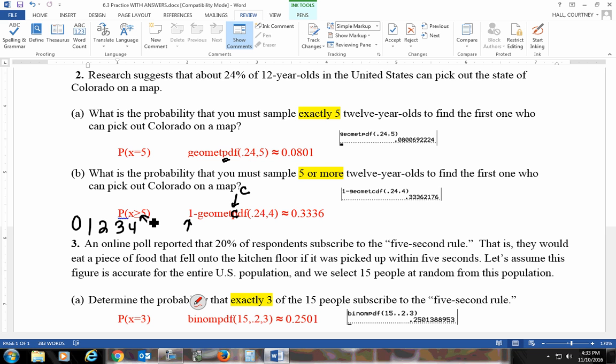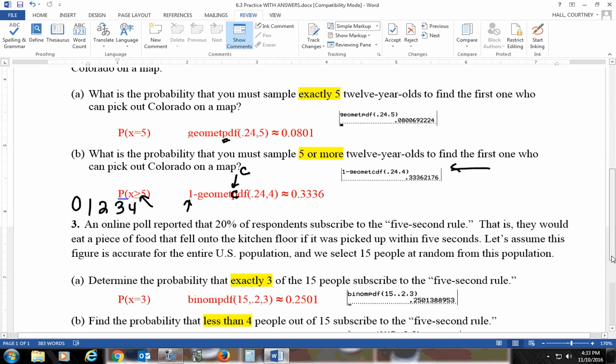So what I did on the calculator here was 1 minus geometric CDF of 0.24 comma 4, which gives you the correct answer of 0.3336. Sorry about that typo there. That's what I get for copying and pasting. Okay, moving on, number 3.